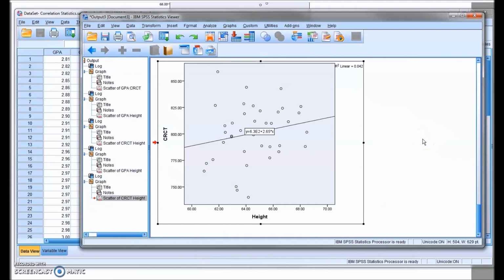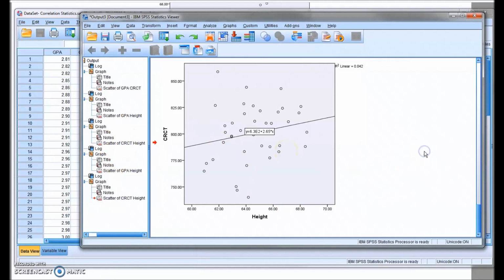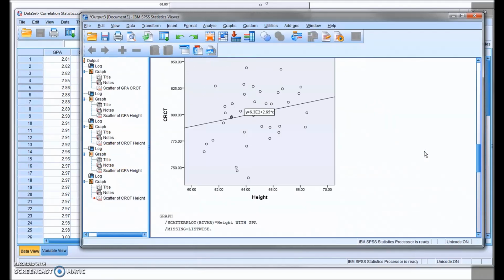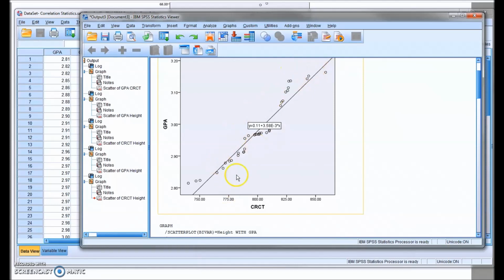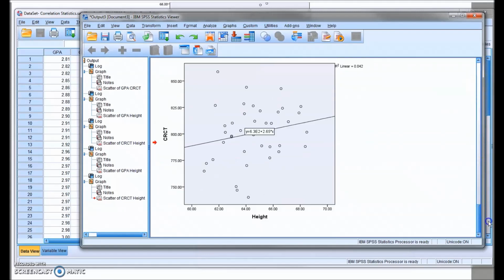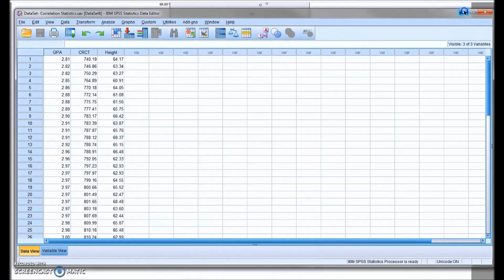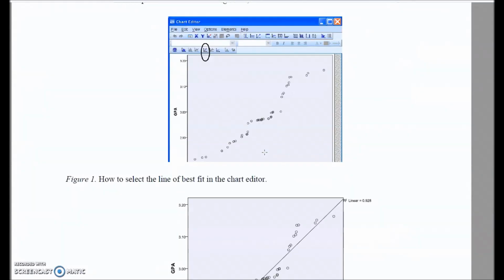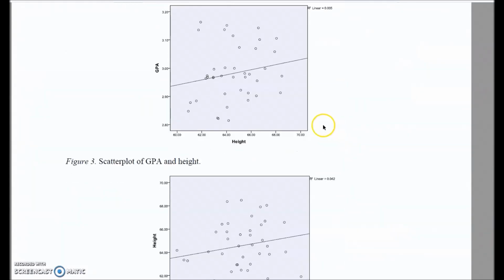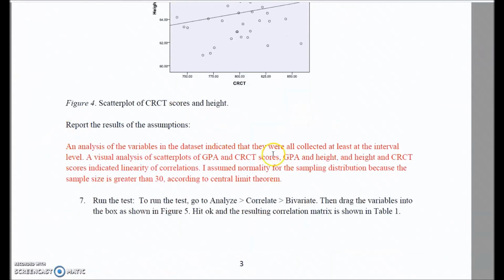So it is actually telling us the relationship between each of these variables, the correlation. And out of these, the one that is the most following a straight line is obviously the GPA and the CRT scores. So here are all your charts. Here is this one, and this is the line one, and this is the other one, and here is my result.